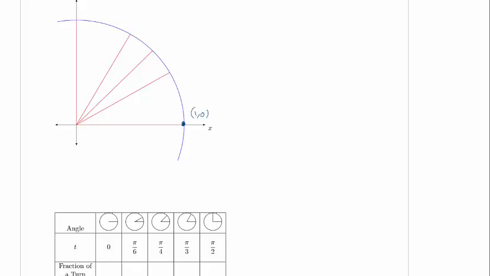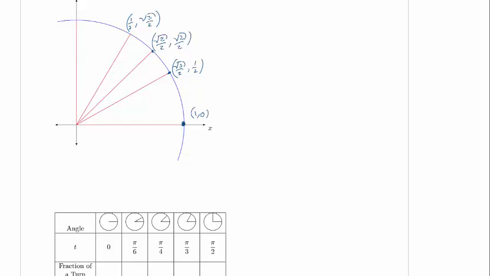1, 0, square root of 3 over 2 and 1/2, root 2 over 2, root 2 over 2, and then 1/2 and root 3 over 2. And then it's got the following angles.